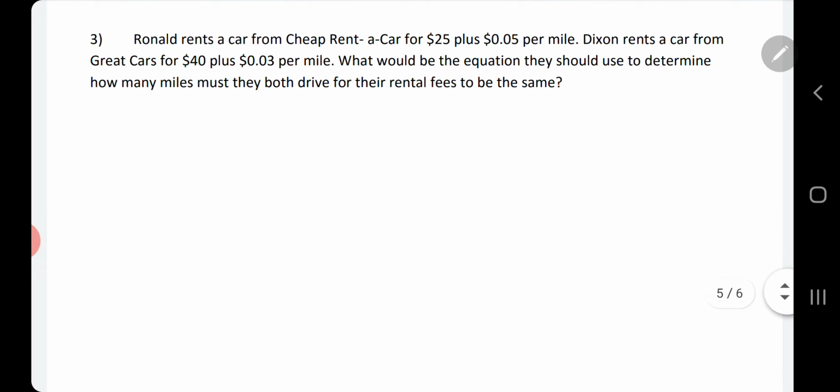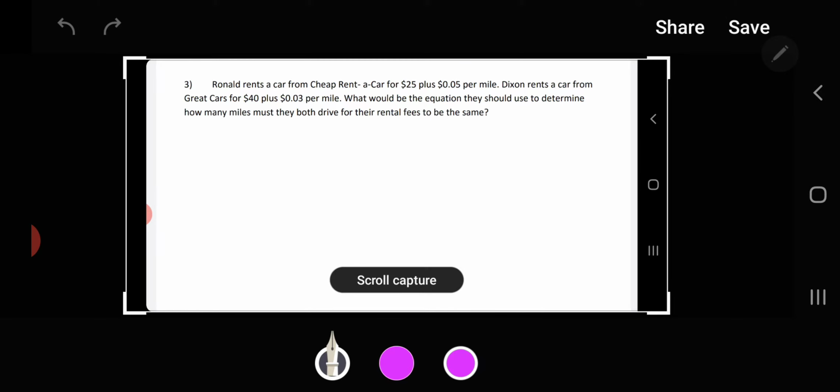Ronald rents a car. Oh, hold on, let me get to writing. Ronald rents a car from Cheaper Rent a Car for $25 plus 0.05 cents per mile. Once again, there's that keyword per. Dixon rents a car from Great Cars for $40 plus 3 cents per mile. Once again, keyword per. What would be the equation they should use to determine how many miles they must both drive for their rental costs to be the same?